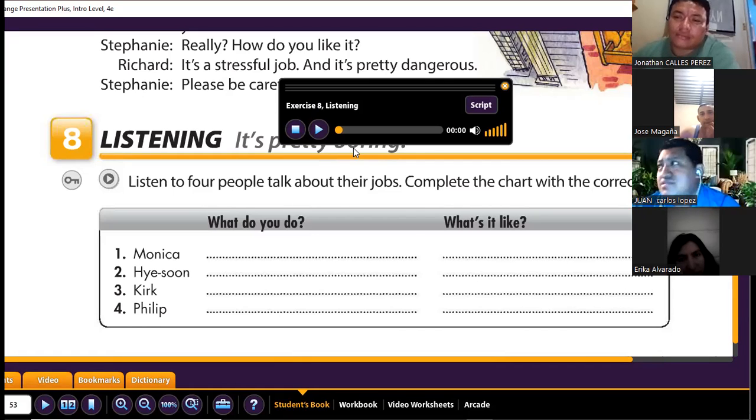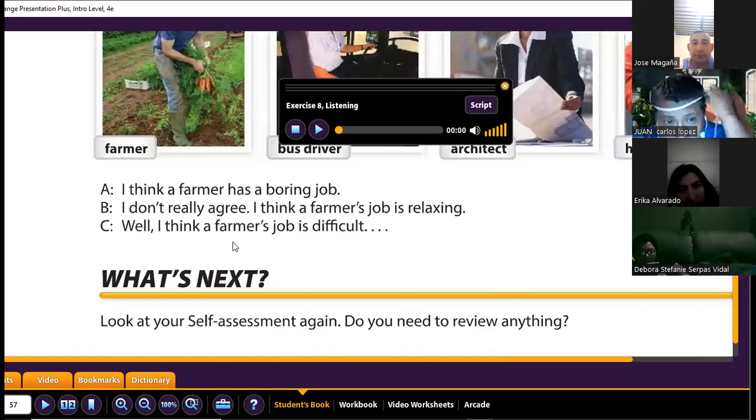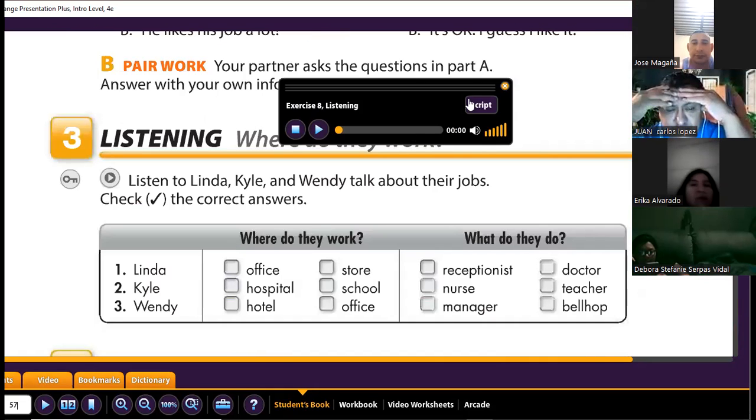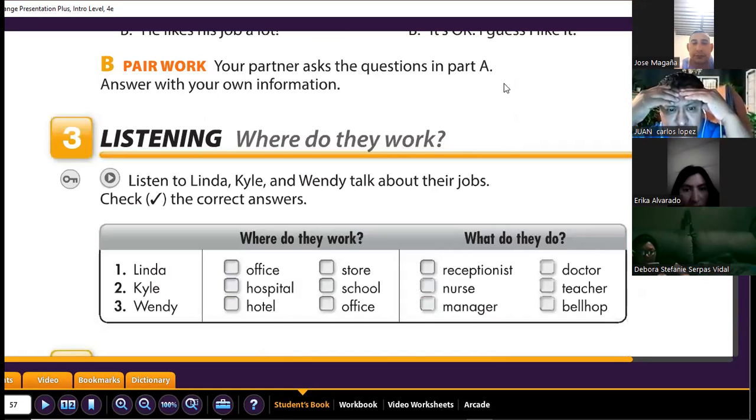Sorry. Okay, now. Page 57, right? Let me work with this, right? Okay, good. Since we're going to practice listening, we're going to listen to this other audio, yes? So, this is easy, right? Here it's easier because you only choose between one and the other. So, listen to Linda, Kyle, and Wendy. And you're going to check, right? For example, does Linda work in an office or in a store? Is she a receptionist or is she a doctor?